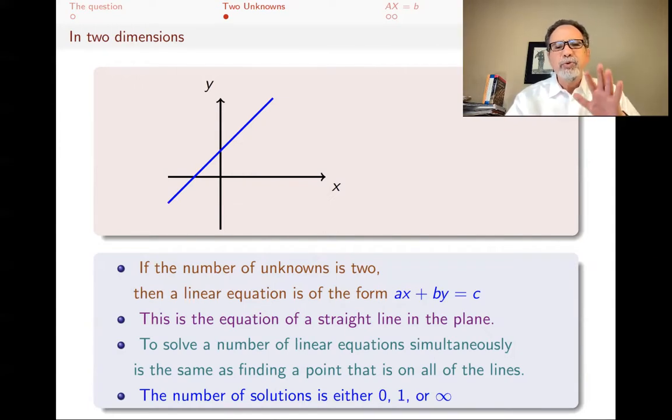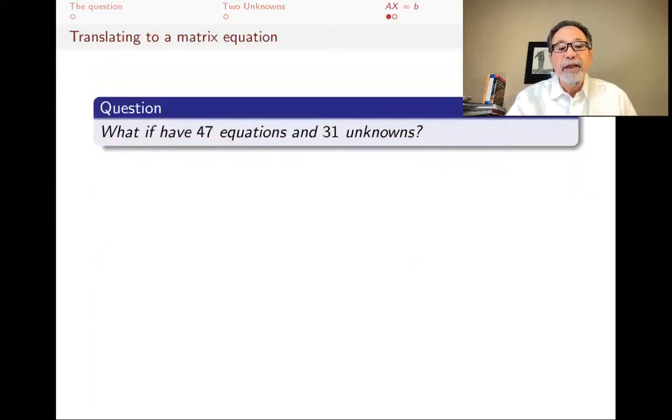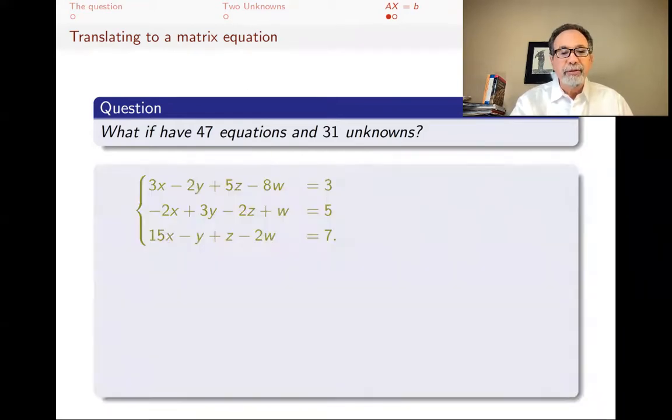But you might not be completely happy with that argument, but the algebraic argument will work for this case as well. But what if you have 47 equations and 31 unknowns? Well, with 31 unknowns, we want to be in a 31-dimensional space. That's going to be much harder to think geometrically about. So, for example, here's a particular system of equations.